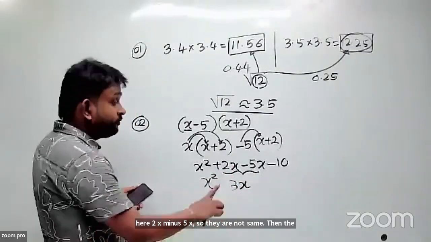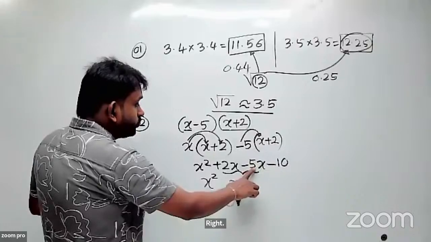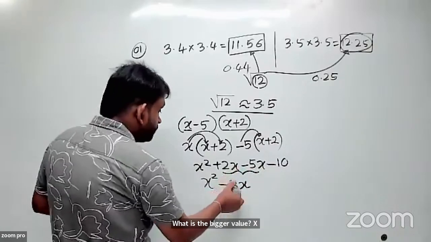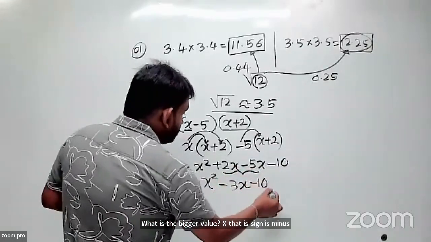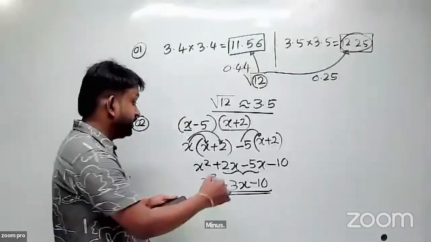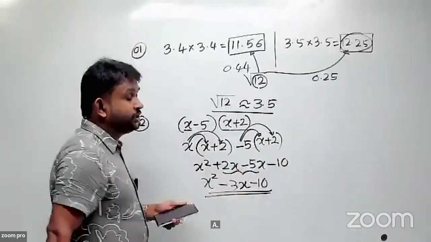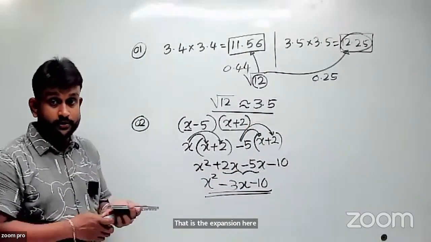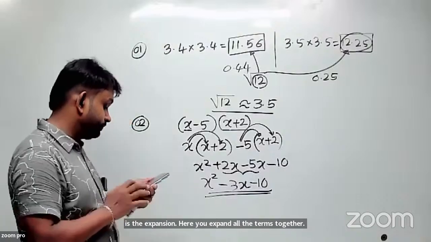Right. Then what is the bigger value? 5x, and that sign is minus. So minus 3x minus 10. Okay, that is the expansion here. You expand all the terms together. Right, you can correct it.